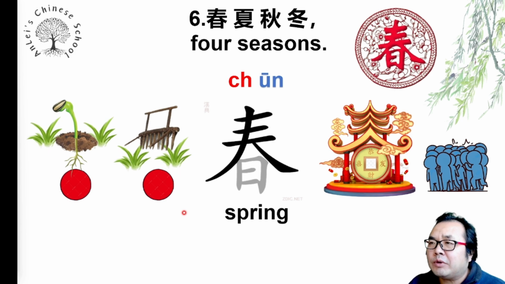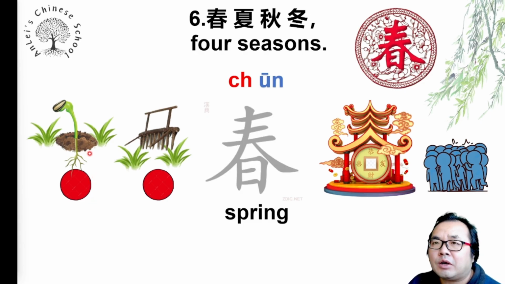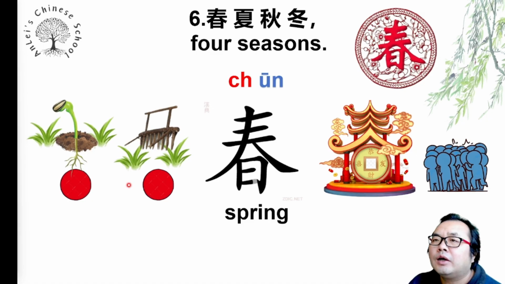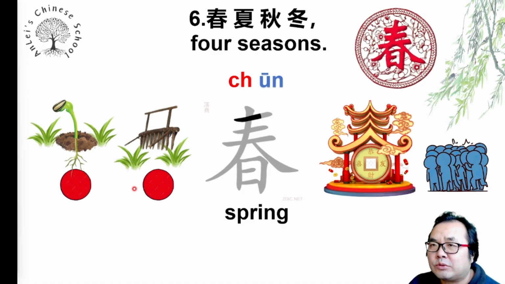I have three ways to remember this character 春, spring. Number one, the sun on the bottom makes the spring warm. The seeds sprout, grow to grass. Number two, the sun is rising on the grass. Spring has come. The farmers should plow the land.